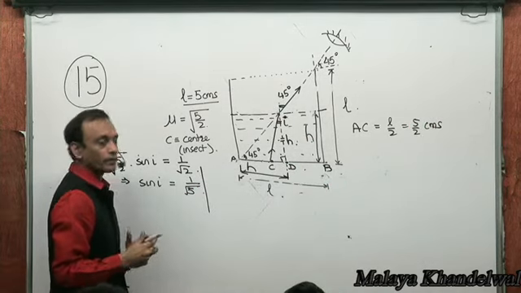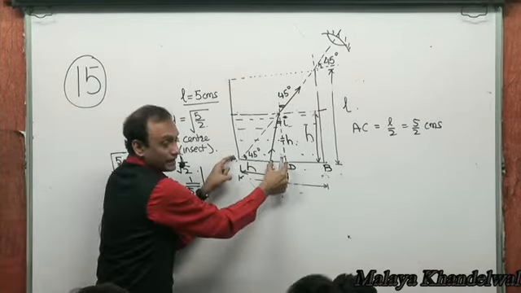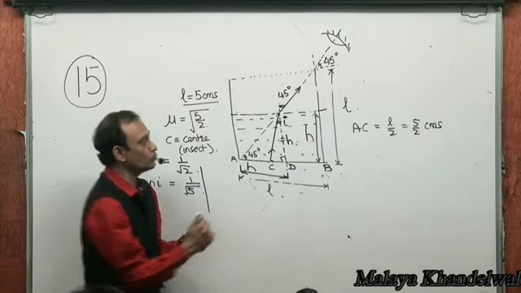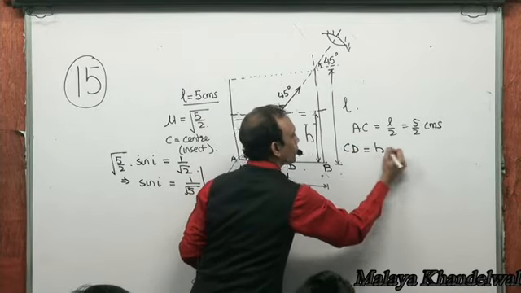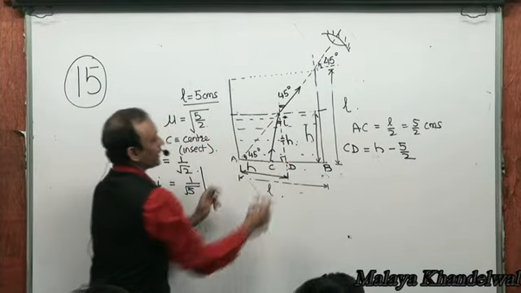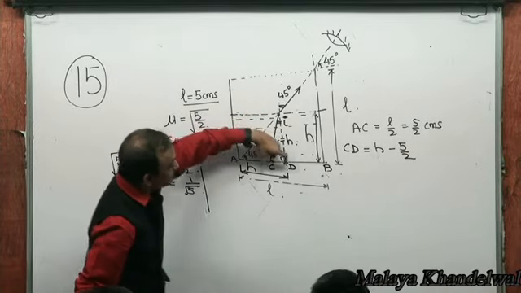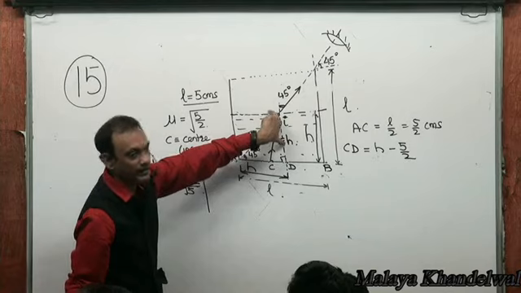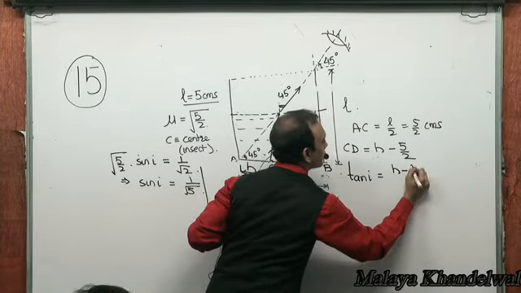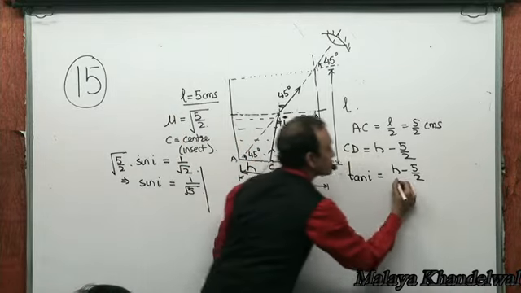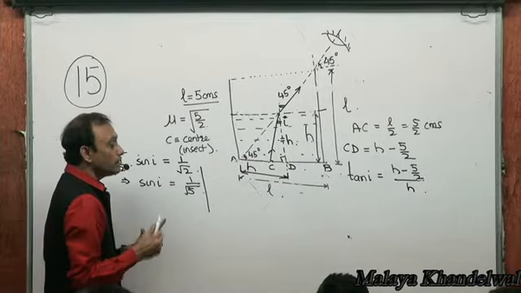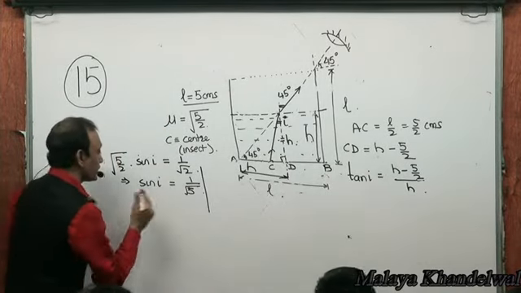CD, therefore, would be H minus L by 2. This is H minus L by 2 is CD. Now, tan I is CD by H.